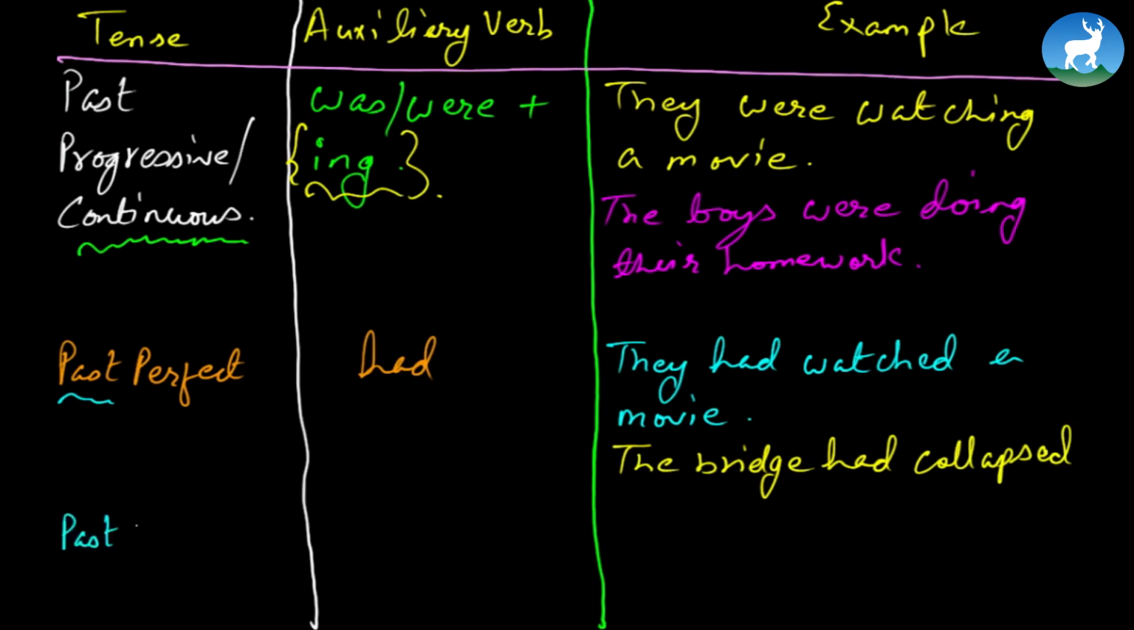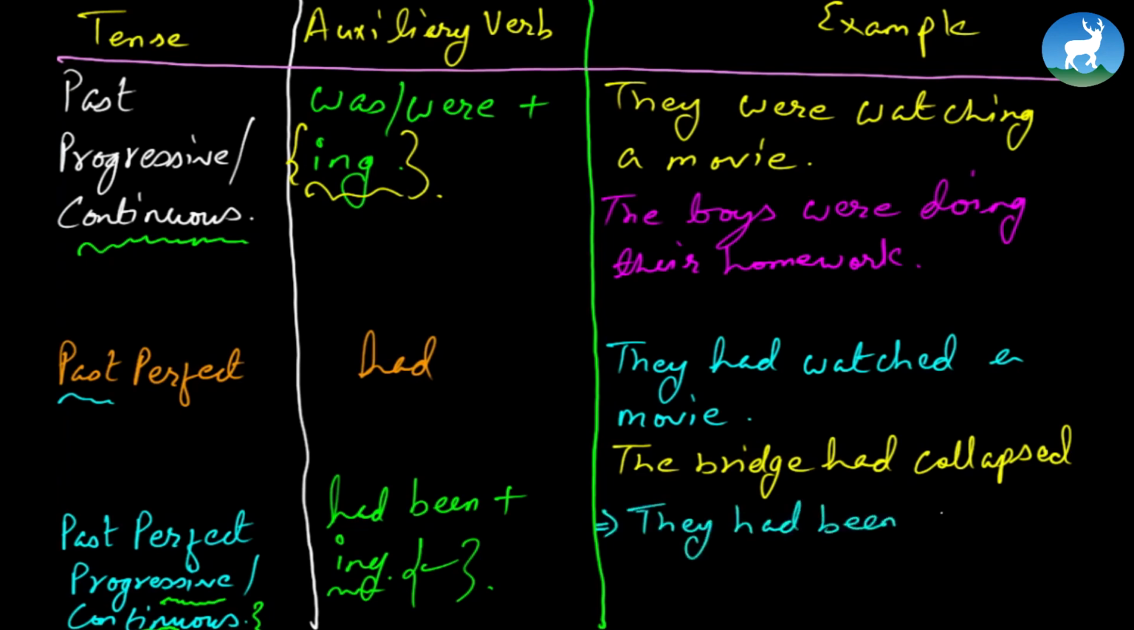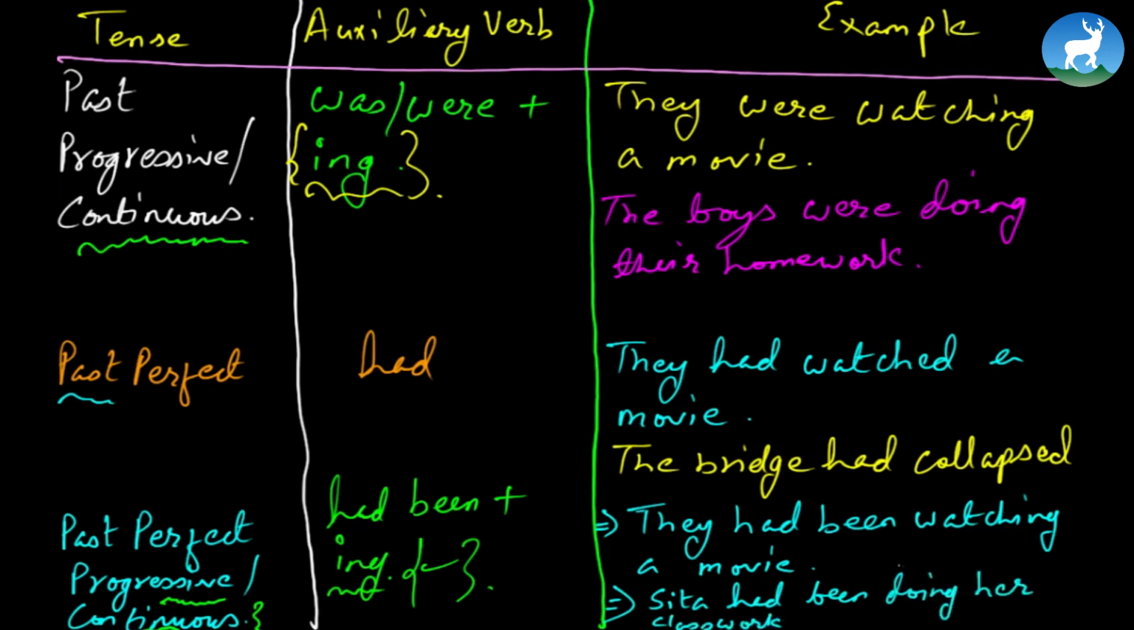And finally, past perfect progressive or continuous. Now again, the same rule applies here. The moment you see continuous, remember that there is always ing, all right? So in this case, past perfect is had, so past perfect progressive or continuous is going to be had been plus ing. The verb will have ing at last. The moment you see continuous, remember to put ing, all right? Now, its example is going to be, they had been watching a movie. Next example, Sita had been doing her classwork for 2 hours. Meaning for the past 2 hours, she had been doing her homework.